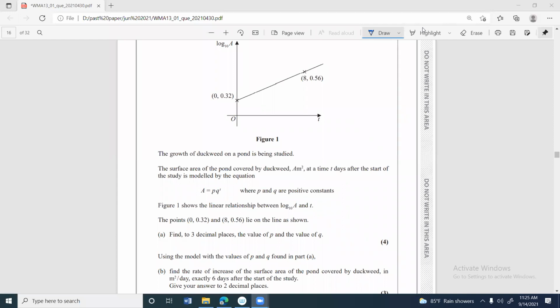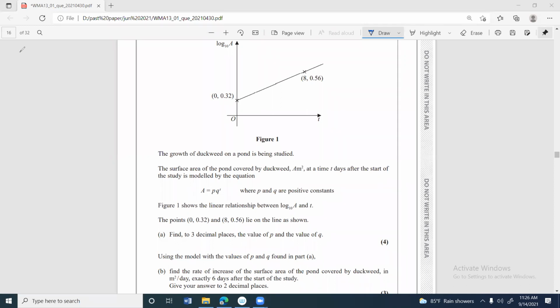Okay, when you come up to this fifth question, the growth of duckweed in a pond is being studied. The surface area of the pond covered by the duckweed is A square meters at time t hours after the start of the study, modeled by A equals p q to the power t, where p and q are positive constants. Right. Figure 1 shows the linear relationship between log A and t. So we will work out this relationship. They have drawn the graph.